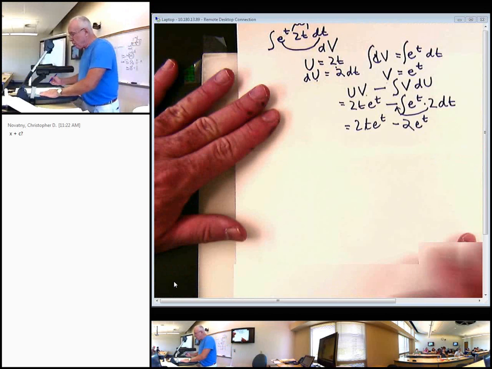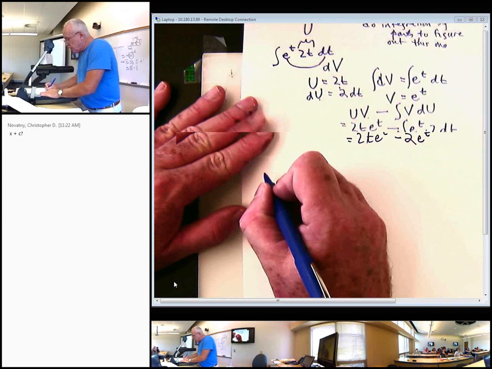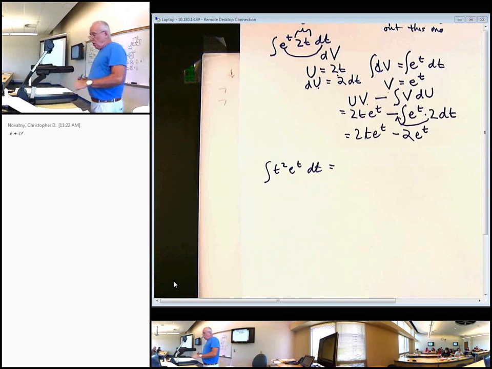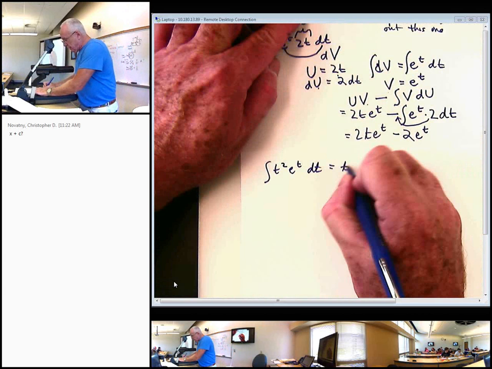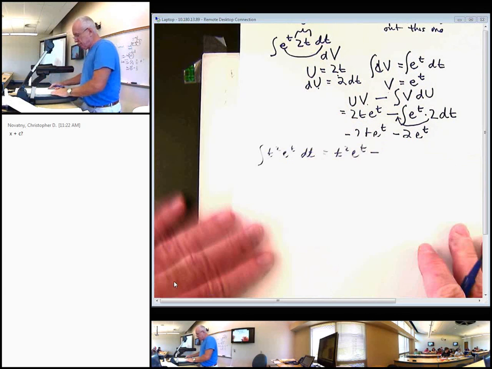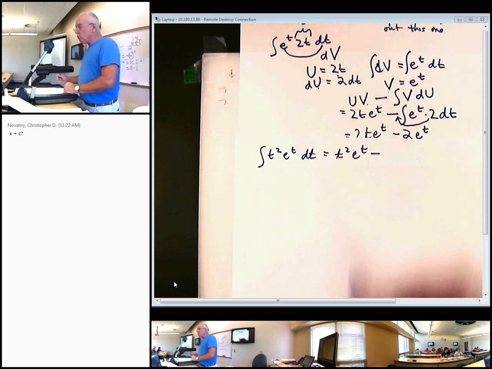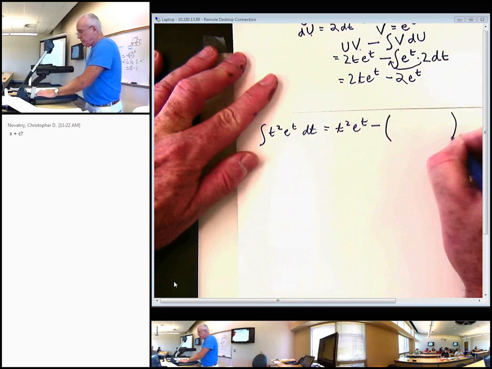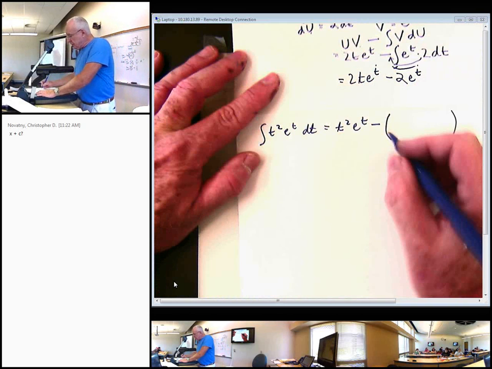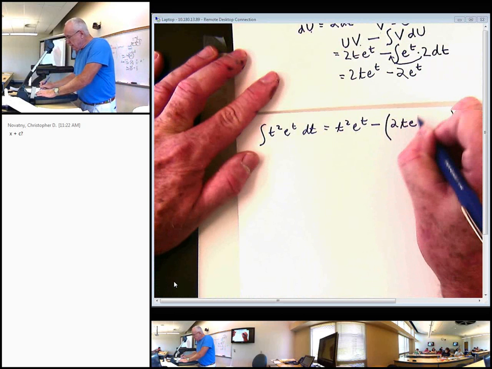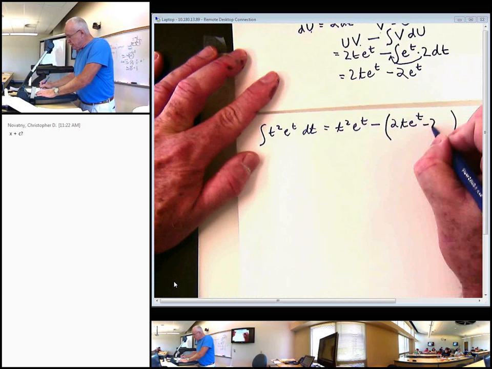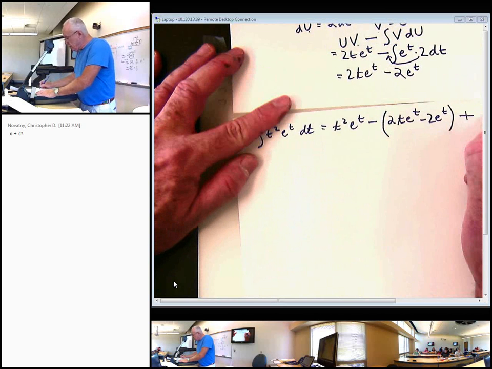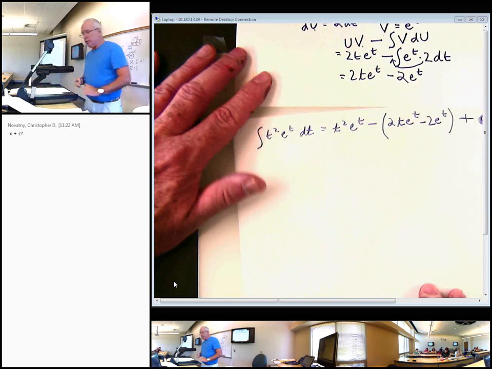So let's go back up here. We found that our integral of t squared e to the t dt, which is what we started out with, was equal to t squared e to the t minus, and then we figured out what that integral was. Let me put a big parenthesis here. So this integral that we just figured out was 2t e to the t minus 2 times e to the t. And now we will put the plus c. At the very end is where we put the plus c.